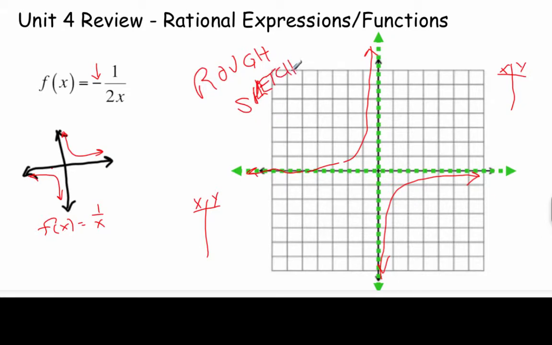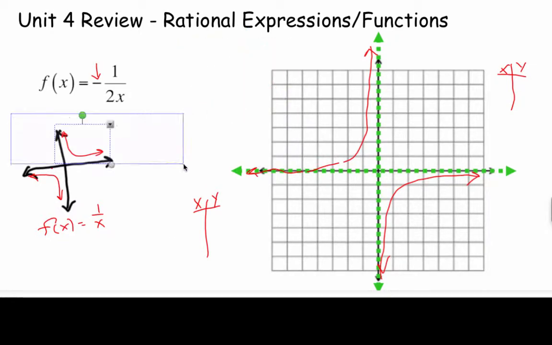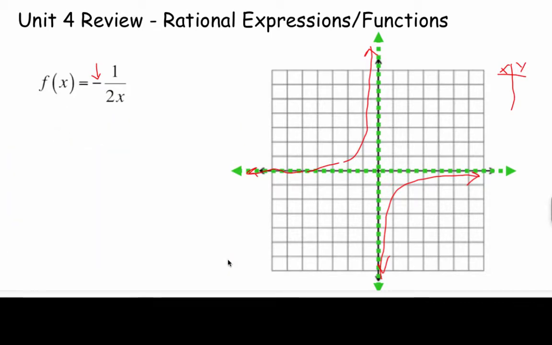Anyway, you get the idea. So we have a rough sketch right here. So let's talk about our domain. Okay, so let me get rid of some of this stuff, get it out of our way. So our domain, remember, that's just what values of x are allowed. So your domain is the set of all x's such that x is an element of the real numbers, but x cannot equal 0.